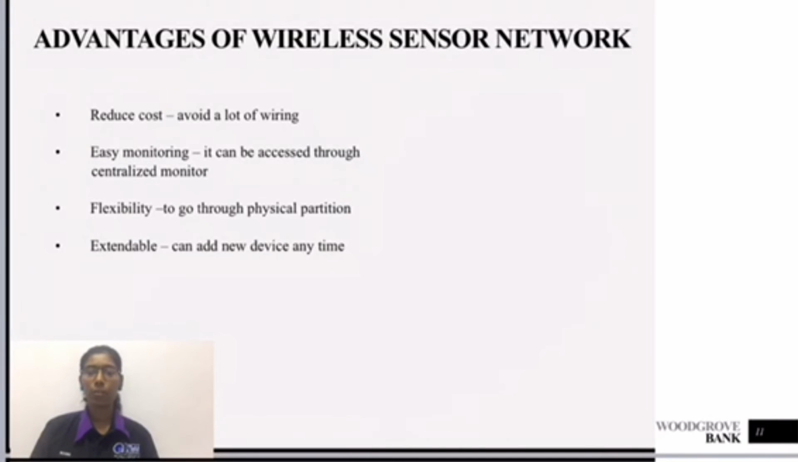Okay, now I'm talking about the advantages of wireless sensor network. First is reduced cost because it avoids a lot of wiring. Second is easy monitoring because it can be accessed through a centralized monitor. Third is flexibility so that it can go through physical partition. Last one is extendable because it can add new devices anytime.